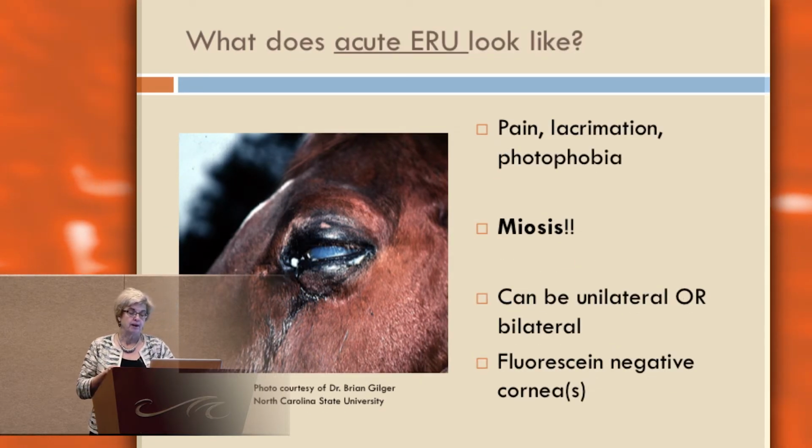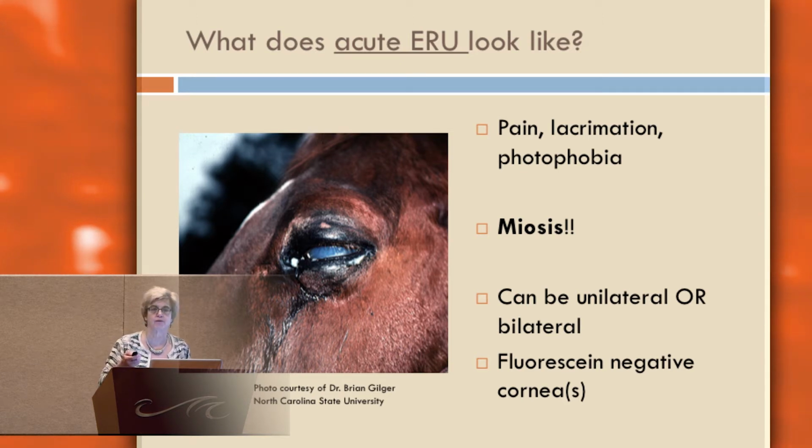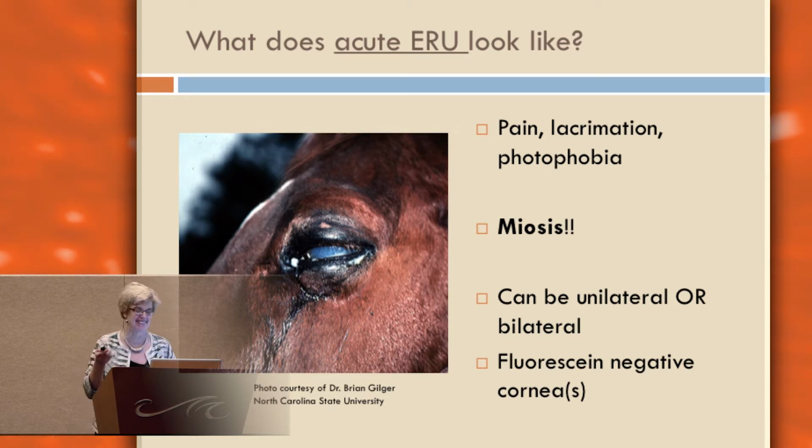Acute ERU is pain, lacrimation, photophobia, and meiosis. I can't tell you the number of times practitioners have called me and they've described some problem in the eye, and I'll say, well, what did the pupil look like? And I'll hear this silence on the other end of the phone. If you do nothing else, look at the pupil, because it's going to tell you a lot.